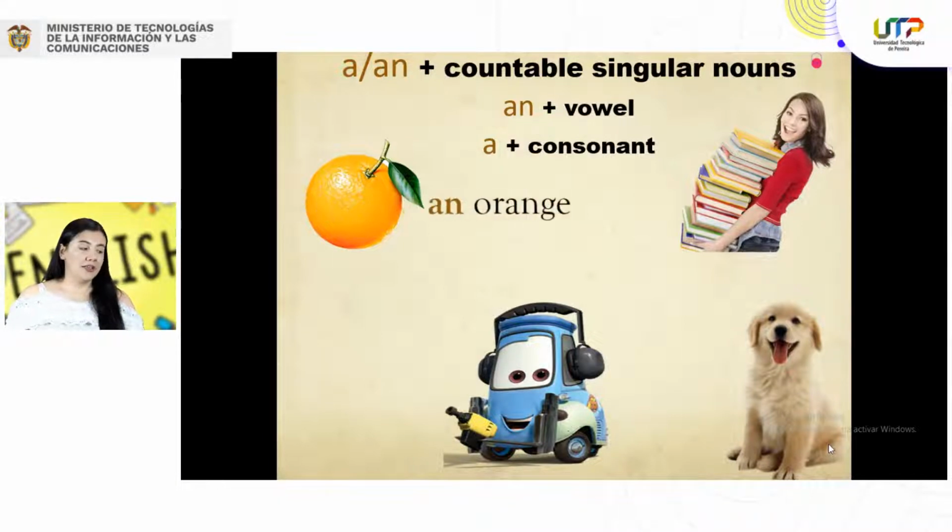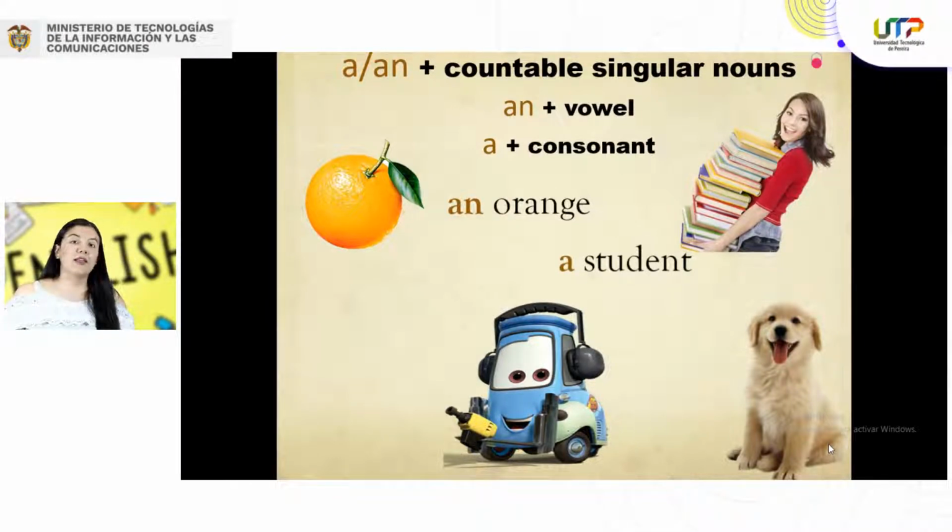So let's take a look at the example. An orange and a student. Yeah, so look at the difference. Remember, vowel, so I use an, but if it is a consonant, I use a. So an orange and a student. That will be the example.